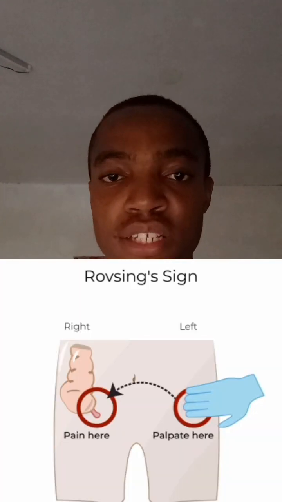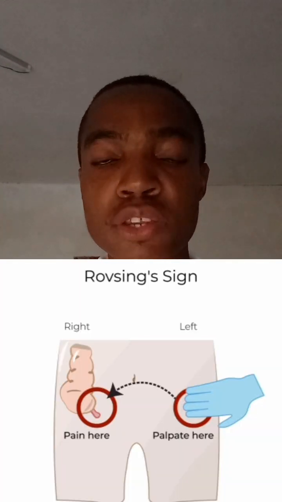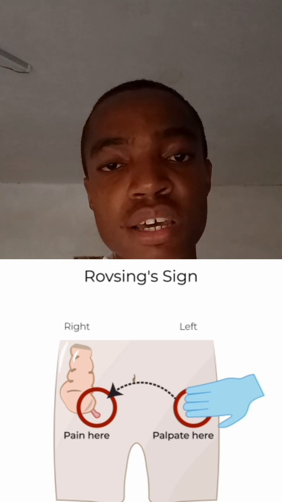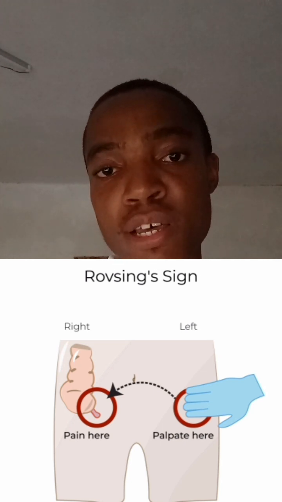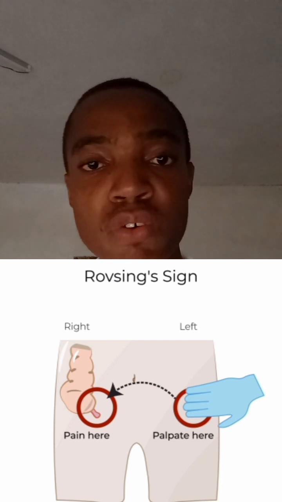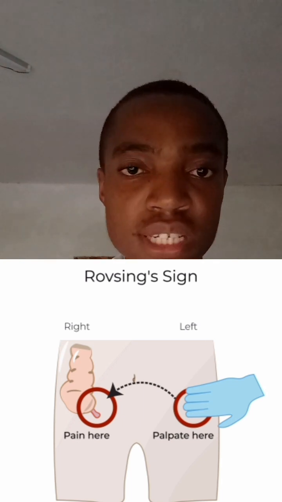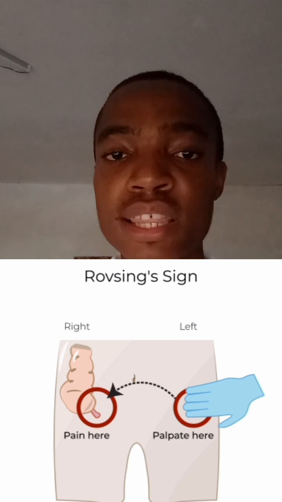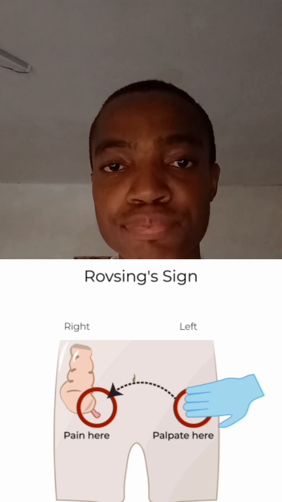This is a line that corresponds with the position of the appendix. The other sign we want to carry out in this person on examination is Rovsing sign. When you palpate the left iliac fossa, there'll be pain felt in the right iliac fossa because of the shift of the bowel loops. There'll be those intestines in between that will irritate this appendix, hence someone will feel pain.